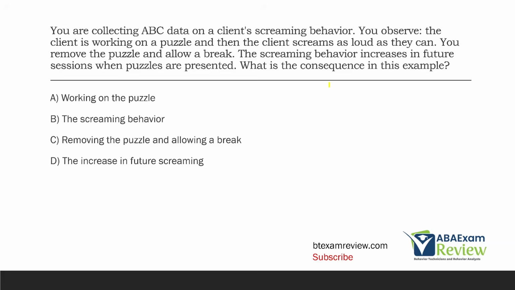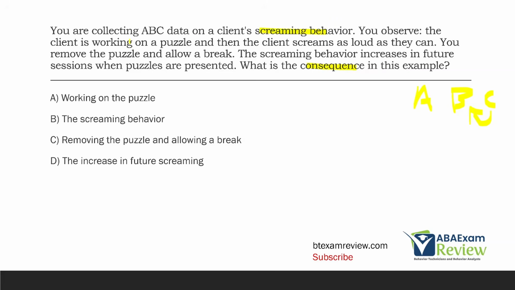All right, pretty easy and straightforward question here. We're looking for the consequence, right? Now let's think about ABC. We have an antecedent, behavior, consequence. Antecedent comes before the behavior. The consequence changes behavior, right? Either it's going to increase it or decrease it if it's one of our principles like reinforcement or punishment, whatever it may be. So in this case, you're collecting ABC data on screaming.